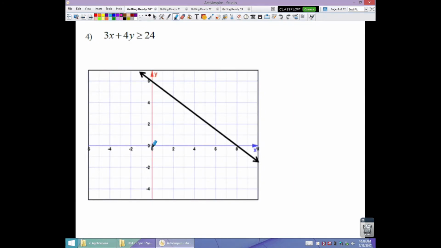Number 4, I get to use 0, 0 still, because the line is not passing through the origin. So 3 times 0 plus 4 times 0 greater than or equal to 24. So 0 plus another 0, so this whole side is 0 greater than or equal to 24. Well, that's false. 0 is not larger or equal to 24. So that means 0, 0 doesn't work. So nothing down here works. Only the other side of the line.